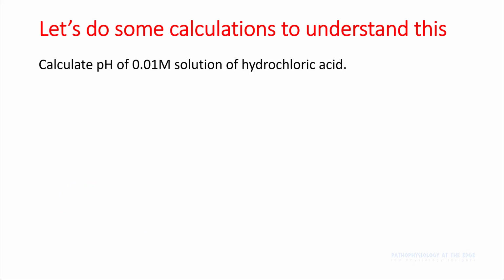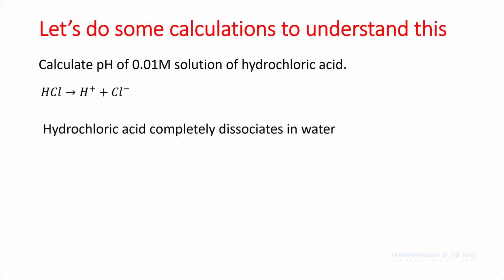To figure out pH of 0.01 molar solution of hydrochloric acid, now hydrochloric acid dissociates completely in water, so you will get 0.01 molar concentration of hydrogen ion, and that gives you pH of 2.